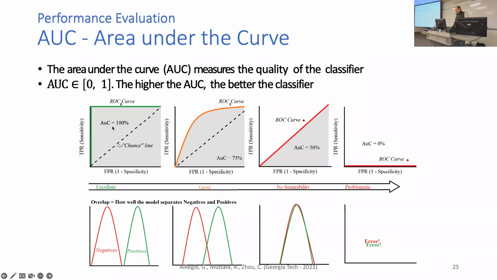On the left-hand side, I have an area under the curve of 100%. What we are really saying in this case is that the negatives and the positives are disjoint. There is no overlap between them. So now I can easily differentiate correctly my negatives from my positives, completely. I can look at this distribution as completely non-overlapping in this case.